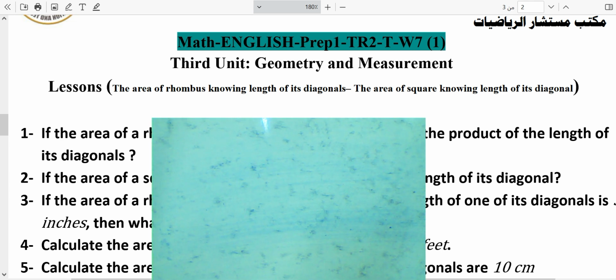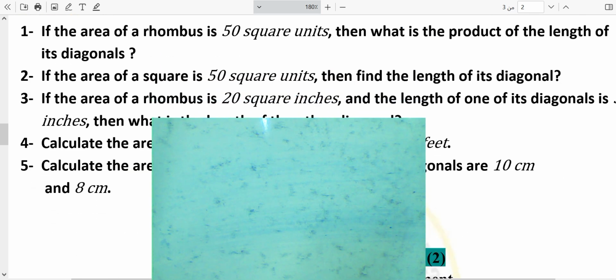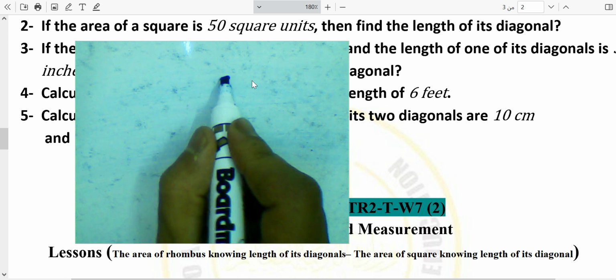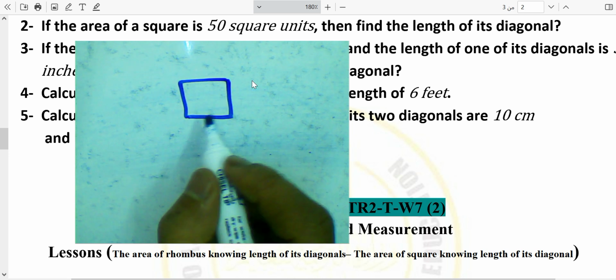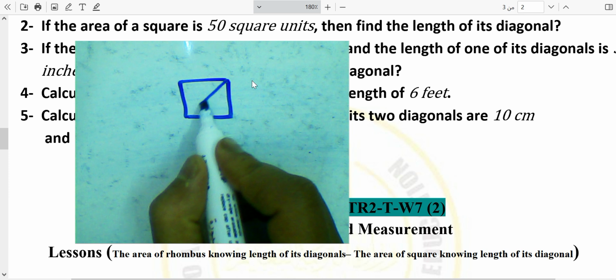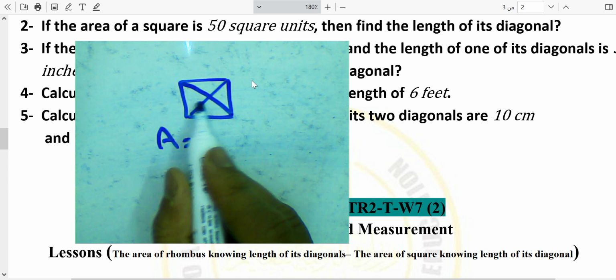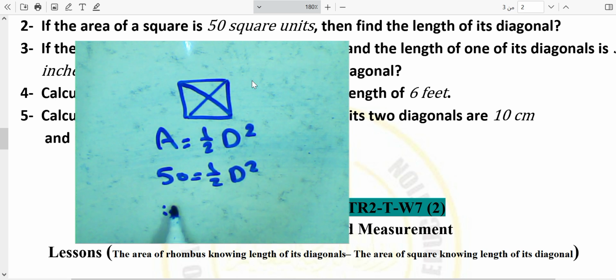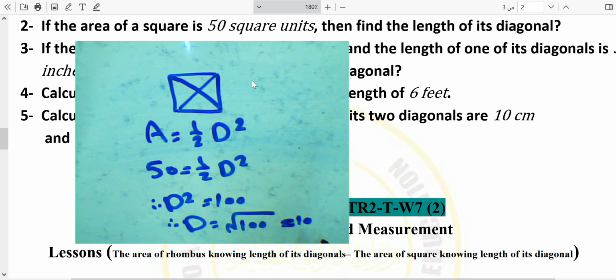Okay, first question, question number 1. If the area of a square is 50 square units, then find the length of its diagonal. We know a square has four sides of equal length and gives us an area equal to 50 square units. Then what's the length of its diagonal? We know the area of a square equals half the product of the diagonal power 2. Then the area, 50, equals half times d power 2. So d power 2 equals 2 times 50, which equals 100. Then the diagonal will be the square root of 100, which equals 10 units.